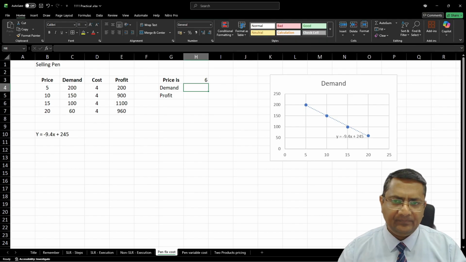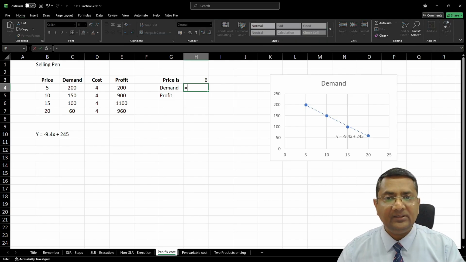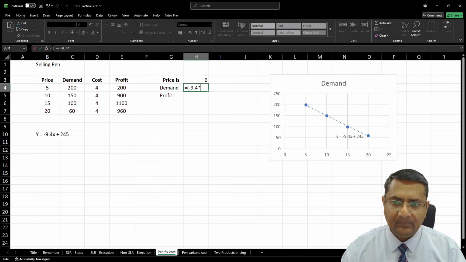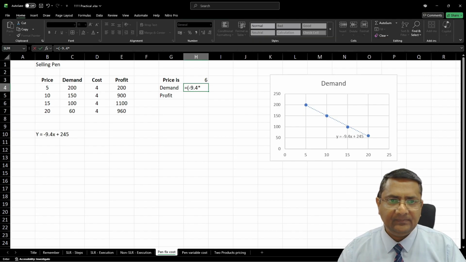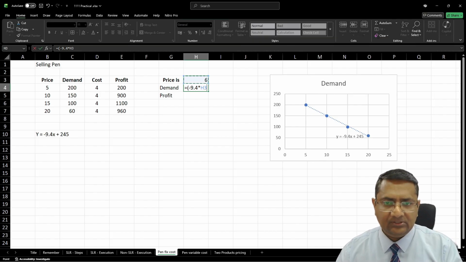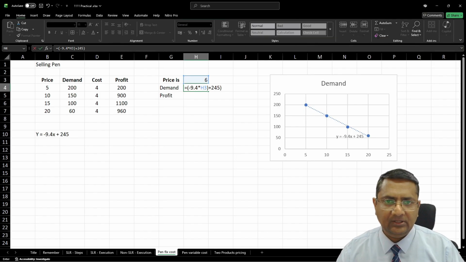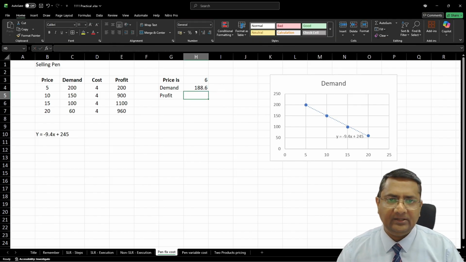So what would be the demand if the price is 6? Now we have the equation, we can calculate this. Equals minus 9.4 multiplied by x, where x is price, depending upon our equation, price, plus 245. So we have put all the values here in our equation. Close this and enter. So we got the demand.